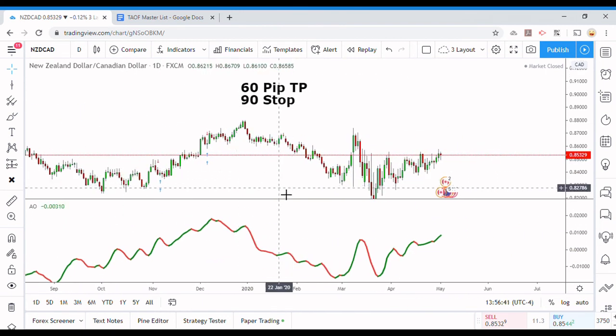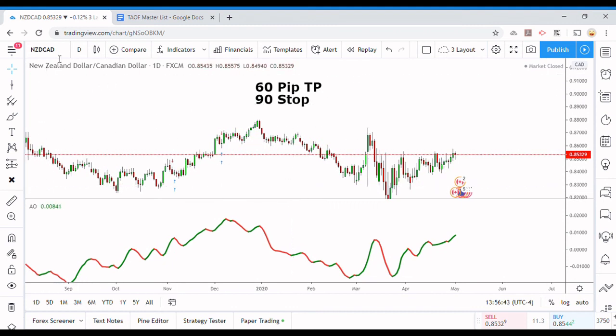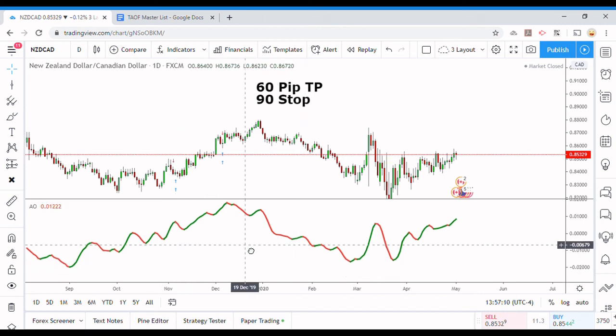All right. So we are, as usual, on a random pair, the New Zealand dollar versus the CAD. The take profit is 60, the stop is 90. Of course, those are designated by the ATR. If you do not know what I am referring to, then you need to go back and watch those first videos. That's why I keep telling people to do that, so that way they understand what we're doing and how we're doing it. So, the awesome oscillator.